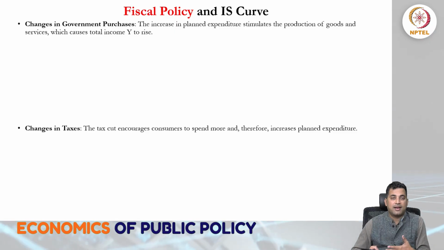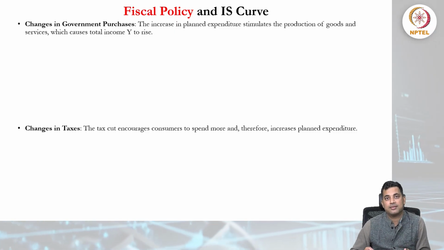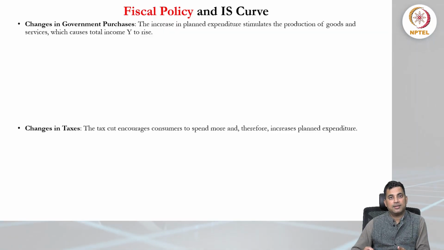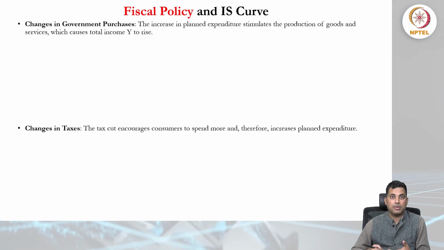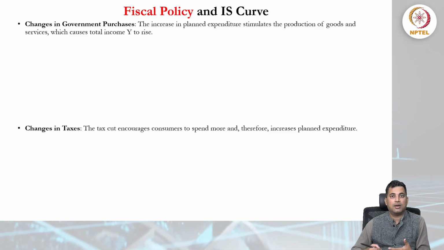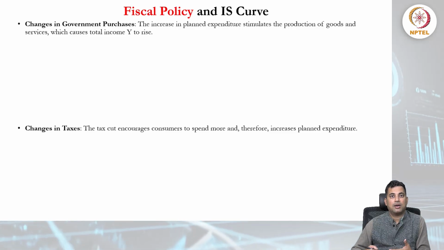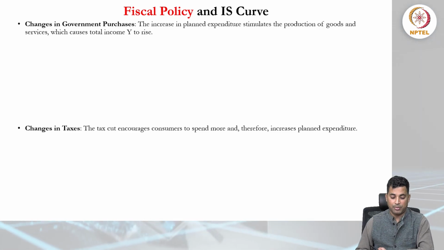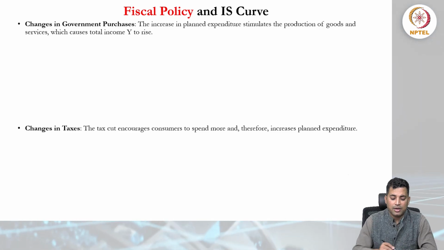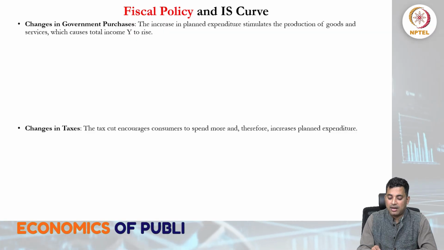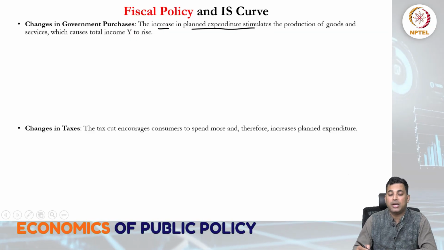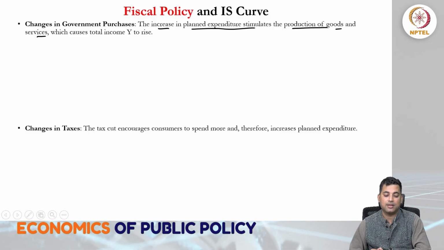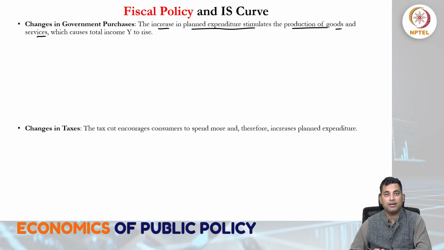The relationship between tax and total output is negative, because if tax increases, disposable income will be reduced, and consumption after the tax will be reduced, so output will be reduced. That way we can think of fiscal policy and its relations. Now, if there is a change in government purchase, like an increase in planned expenditure, it stimulates production of goods and services, which causes the total income Y to rise.